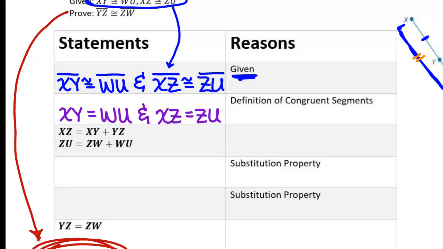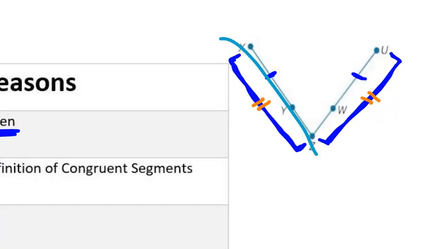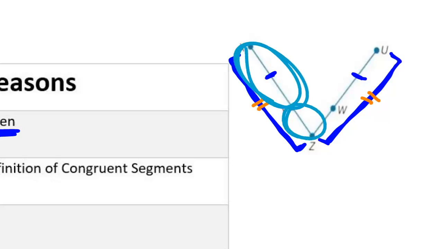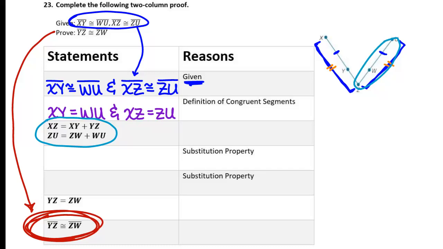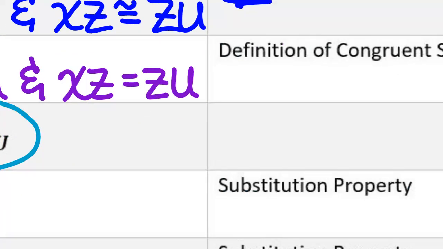And then we get to our third statement right here, where it says XZ, that's this whole big long statement here, is equal to XY, this segment, plus YZ, this segment. What is it that allows me to take two smaller segments that are touching each other, put them together, and get a larger segment? Segment addition postulate. And that's the same thing that's happening with that other equation, ZU. This segment is equal to ZW plus WU. So segment addition postulate.